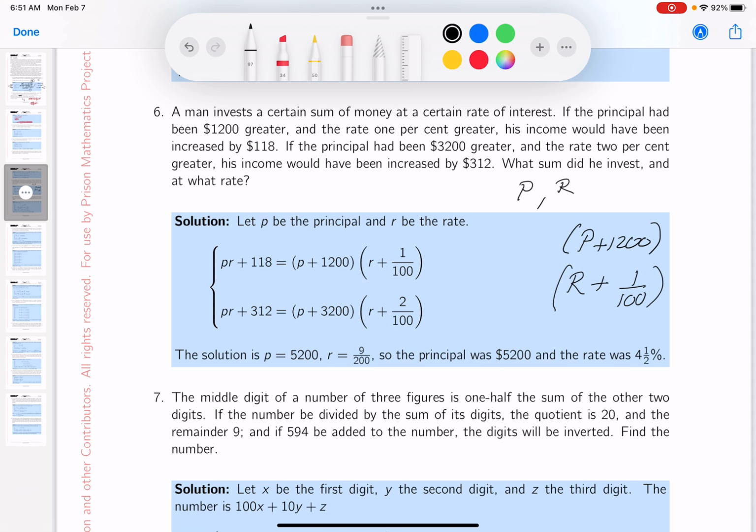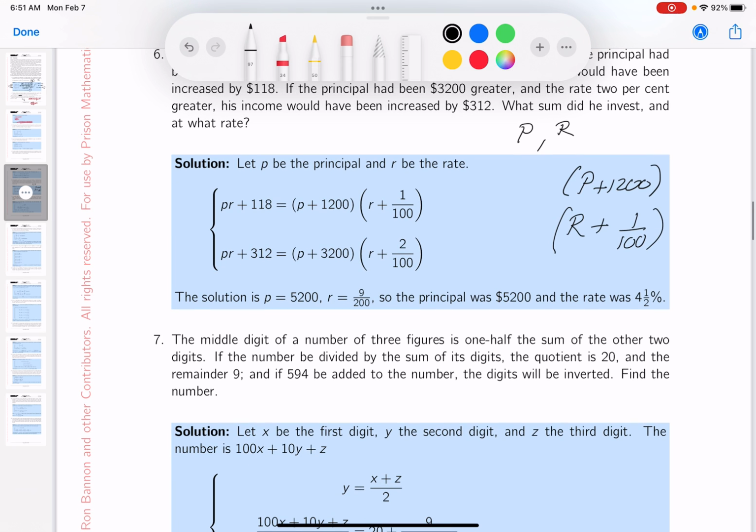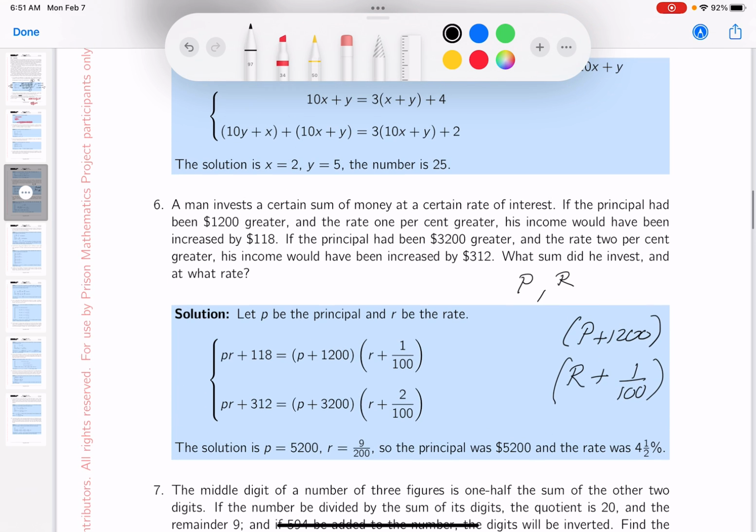Well, this is a simple interest problem, and certainly I want to write the equation down now. What is his income with simple interest? It would be P times R. And they said it would be increased by 118. Let's write it down. Again, the if part: he increased his principal, and he increased his rate. All right? Let's keep reading it.